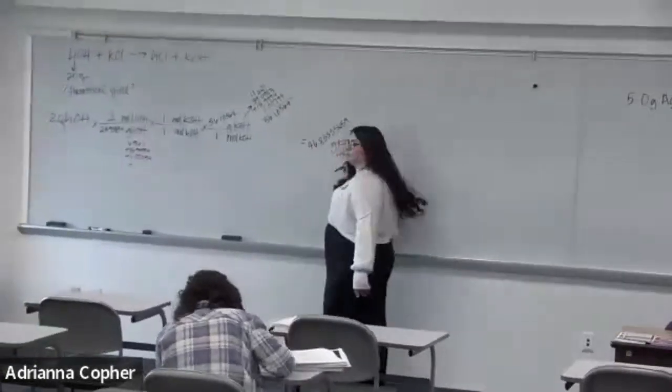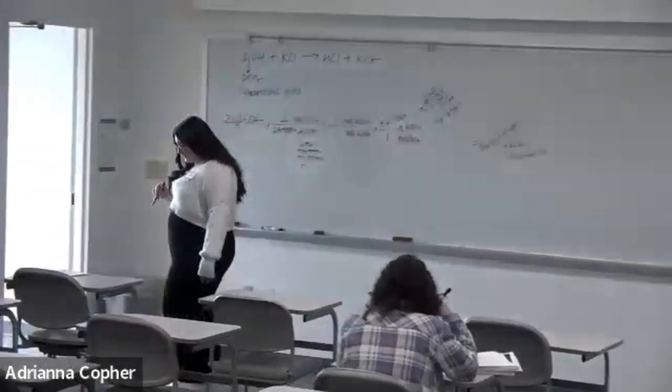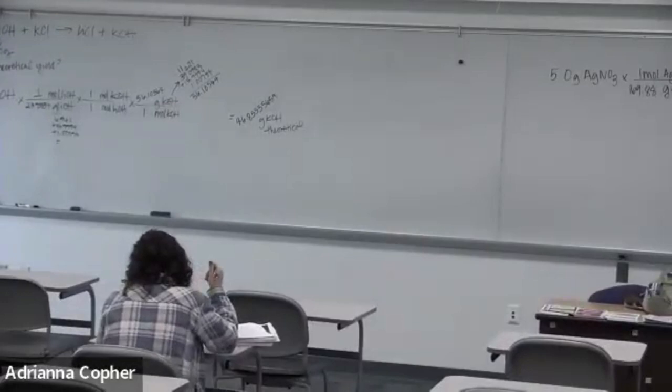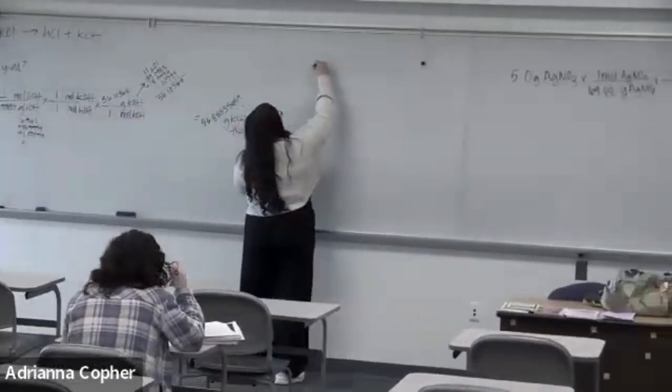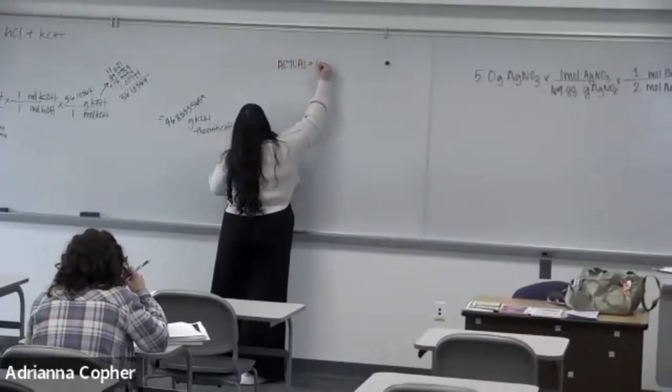All right. So this is theoretical. I've not rounded it yet for a reason. So if I say the reaction actually produced 6 grams of lithium chloride, this is my actual. Yeah, a lot less, right?